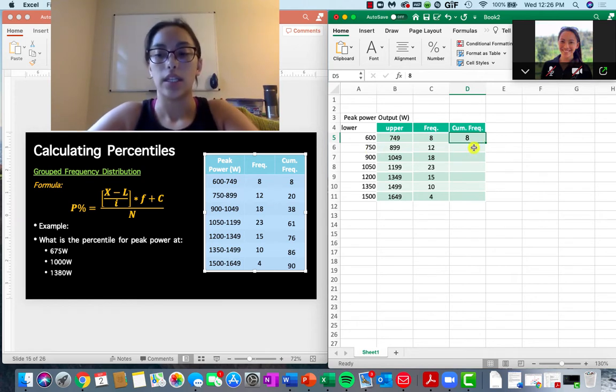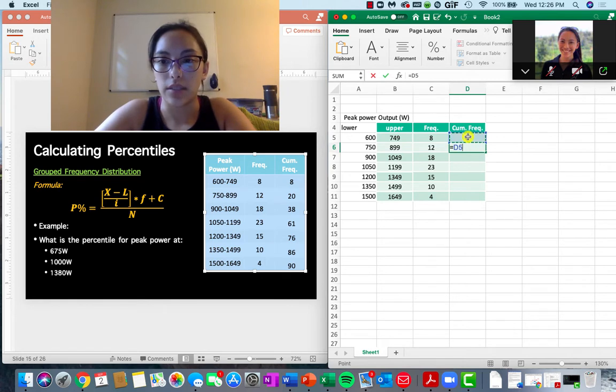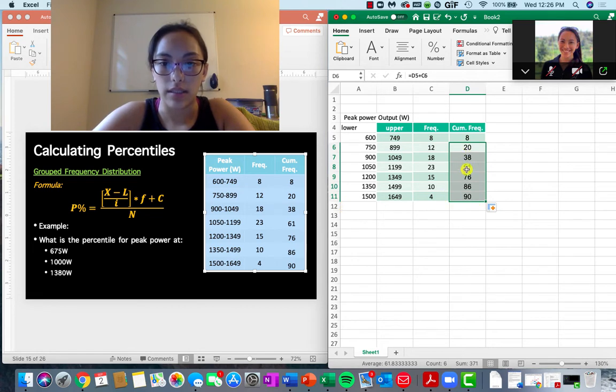We say 8 plus, right, the frequency of the next group would be the cumulative frequency of the next group. Okay, so the easy way that we can do this, similar to your activity, is you say existing cumulative frequency plus the frequency of the next group, and we get the cumulative frequency for 750 to 899. Basically, we can copy this function downwards, and you'll notice these numbers are identical to what is over here.